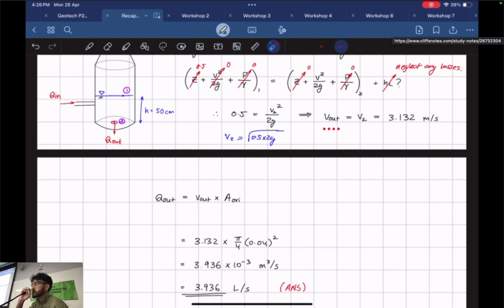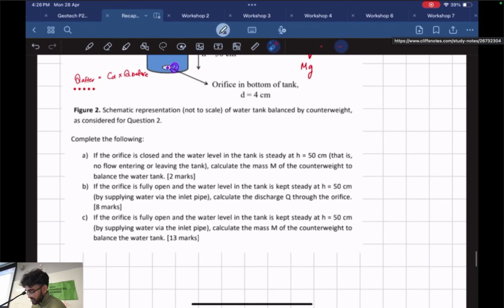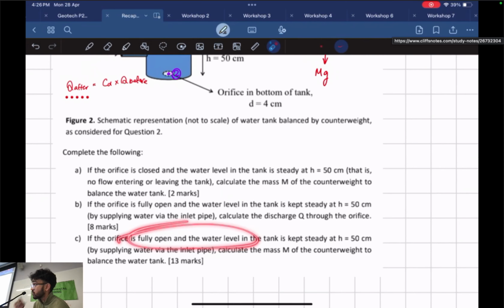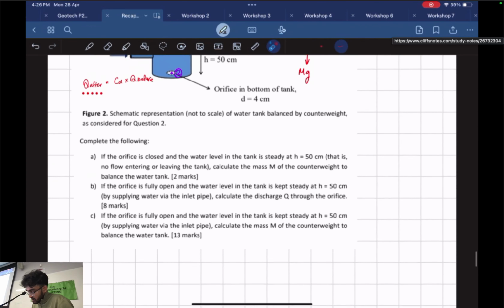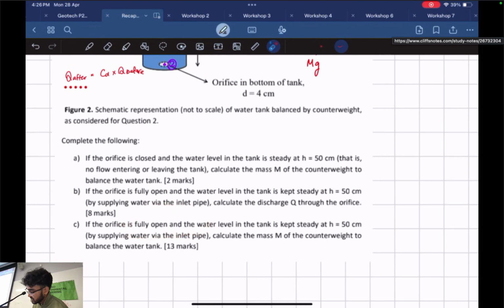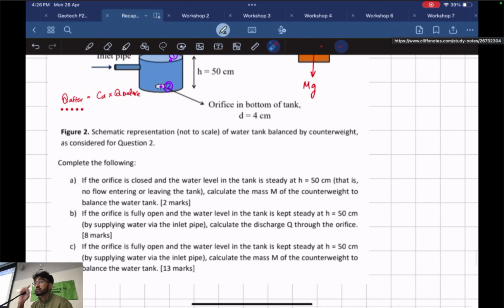Okay, the next part's a bit tricky. Part A, part 2 is pretty doable with a bit of thought. Part C requires intense thought. Alright, part C. If the orifice is fully open, was anyone still copying down? Okay, I'll go back. If the orifice is fully open and the water level in the tank is still kept steady, calculate the mass.